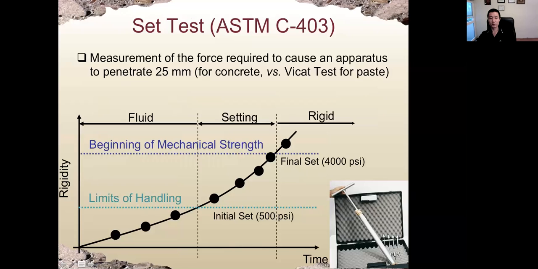For setting time test, before we talked about the VCAT test, which is for mortar. For concrete, we have a similar instrument we call the penetration apparatus. This instrument can measure how much force we apply on the surface of the concrete. So we cast a concrete specimen, and over time we measure the pressure needed to penetrate the concrete surface. Based on many tests, we can plot a curve. The initial set time is the time when the penetration pressure is 500 psi. And the final set time is the time when we have 4,000 psi. So this is the setting time test.